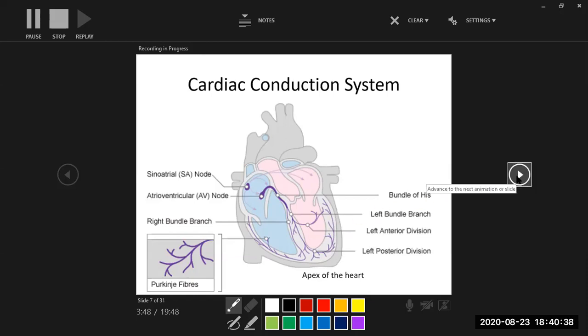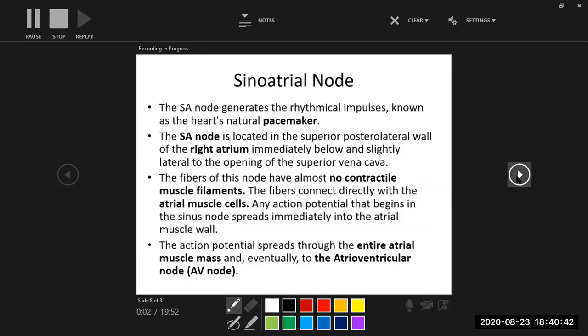So this is the conduction system. Among all these, the most important one is the SA node. The SA node generates this rhythmic impulse, so it is the natural pacemaker in our body. It initiates this impulse, which is sent along the fibers. The SA node is located anatomically in the right atrium, and it has fibers. These fibers are not nerve fibers. They are muscle fibers. It's just that they don't have the contractile myosin to conduct a contraction.